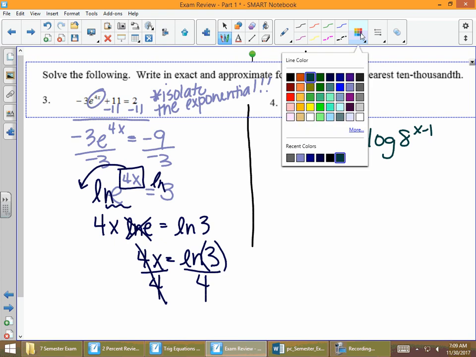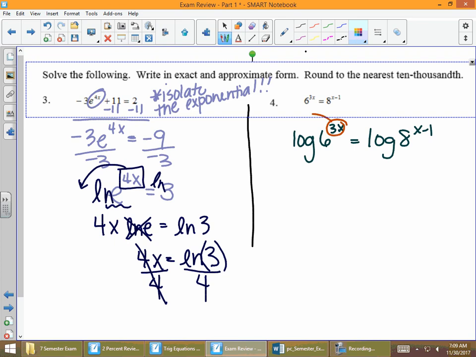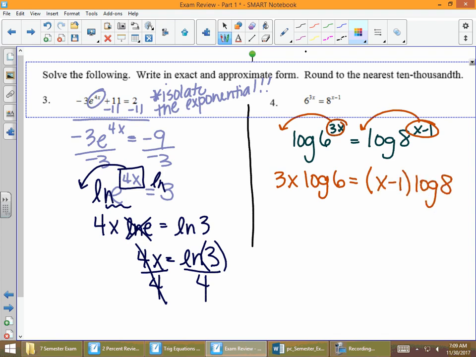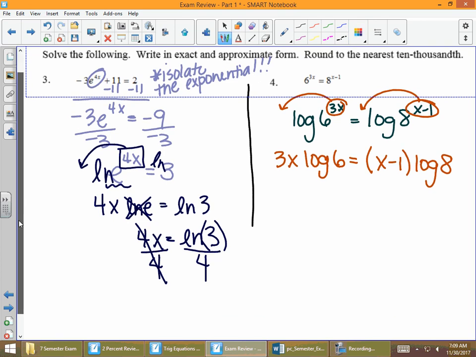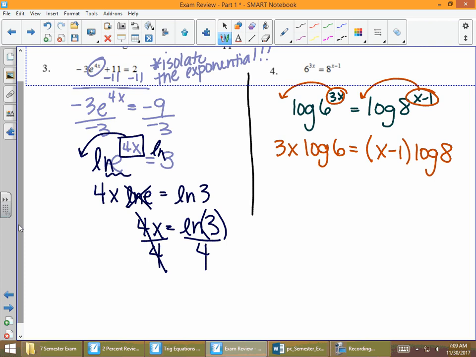Now it's important, if I have a binomial exponent, to put it in parentheses. So this 3x comes down front, my x minus 1 comes down front, and the 3x doesn't need parentheses, but you better believe the x minus 1 does. And now we can solve for x.